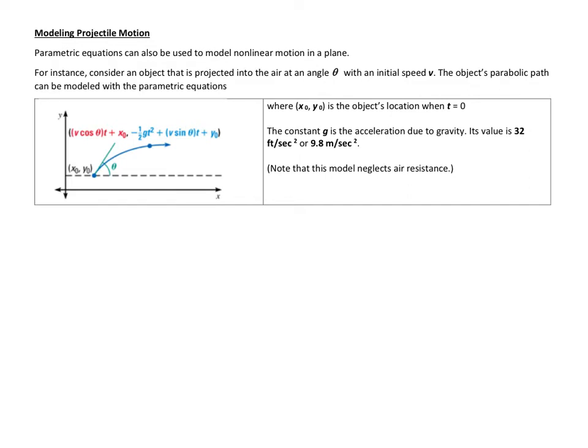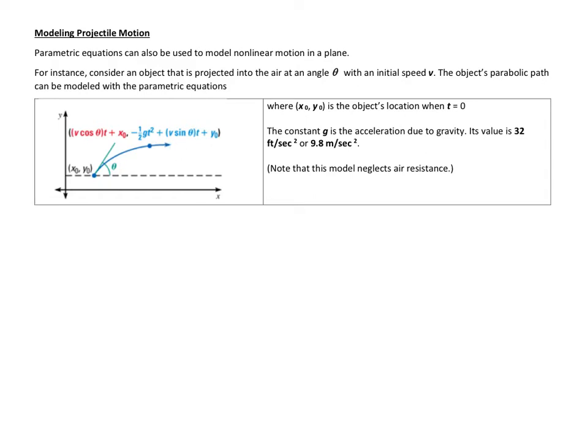The object's parabolic path can be modeled with the parametric equations. Remember, the other one was for linear motion. So this is for an object which takes a projectile or parabolic path. So the equation is going to look like that of a quadratic equation.